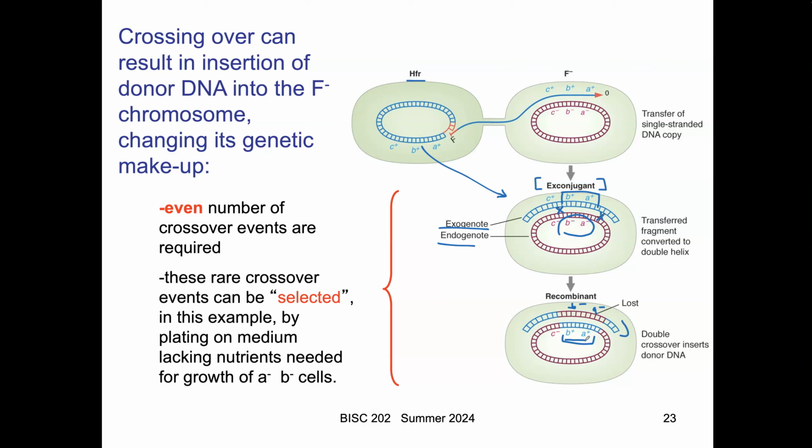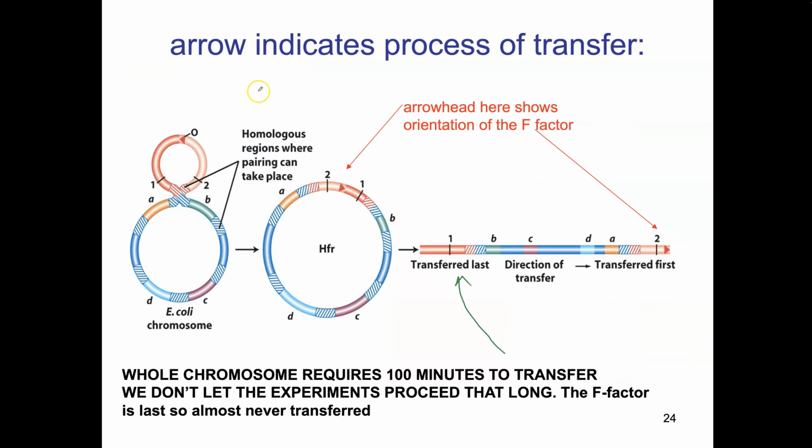And if we were to plate it on a media that lacks the A and the B, it would be able to still survive. The original recipient cell couldn't, but the crossover, the recombinant cell could. And it is referred to as a recombinant once this process has completed. Okay, and so this is just a picture. This is just a reminder.